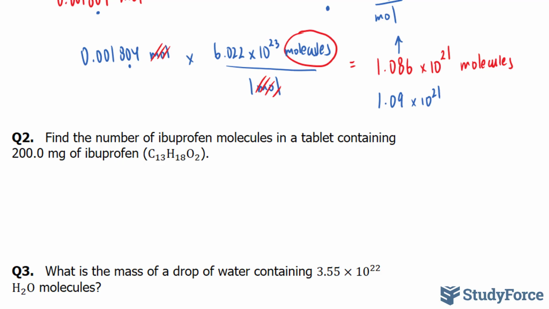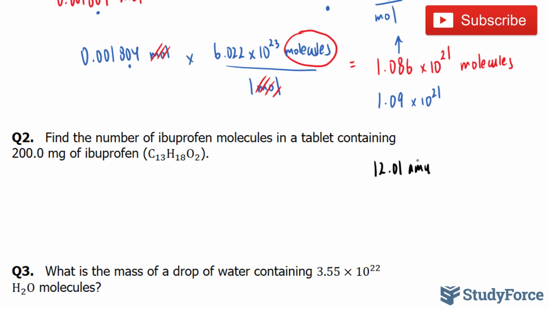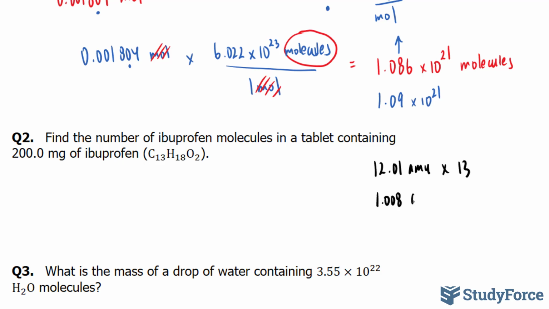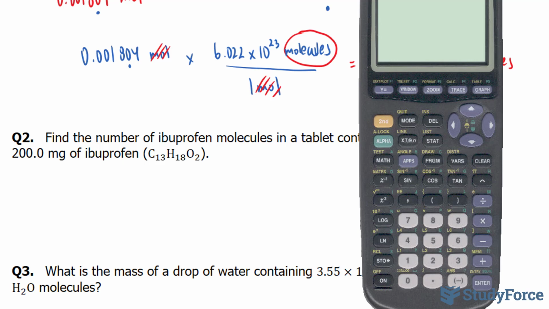And that's not hard to do. We just take the molar mass of each of these atoms, each individual atom's molar mass, and multiply it by the number of atoms contained in one molecule. So the molar mass of carbon, which is found in the periodic table as 12.01 AMU, or grams per mole, we take this and multiply it by 13. Similarly, the molar mass of hydrogen is 1.008 AMU, and we multiply that by 18, and we take 16.00 grams per mole, or AMU, of oxygen and multiply that by 2. Let's go ahead and use our calculator to find the answers to each of these.